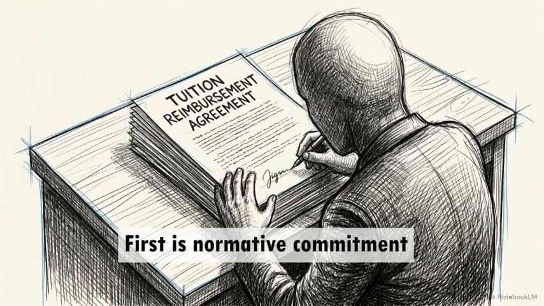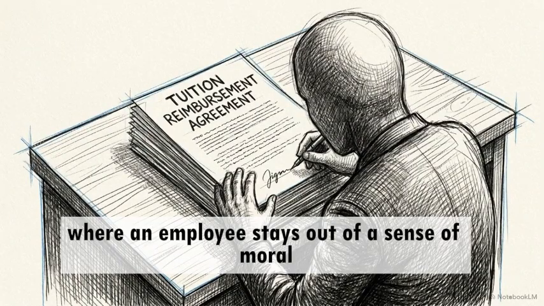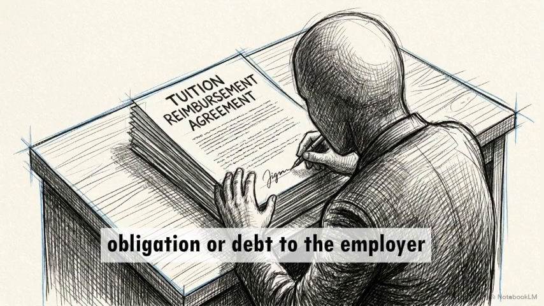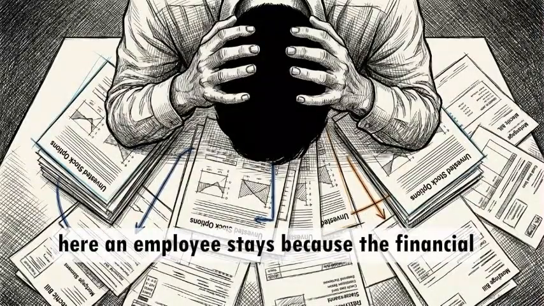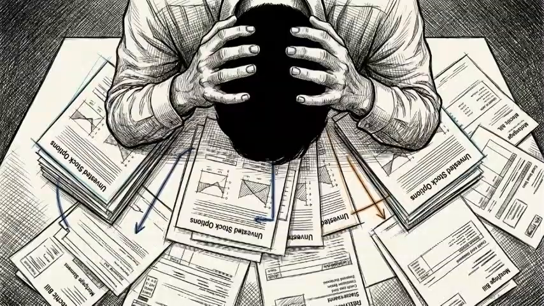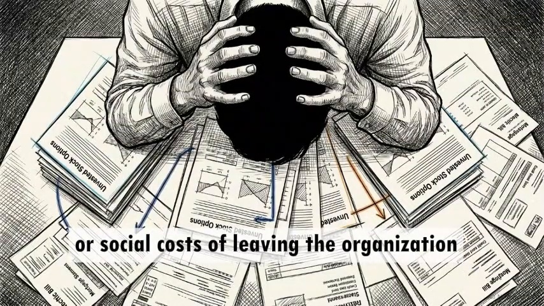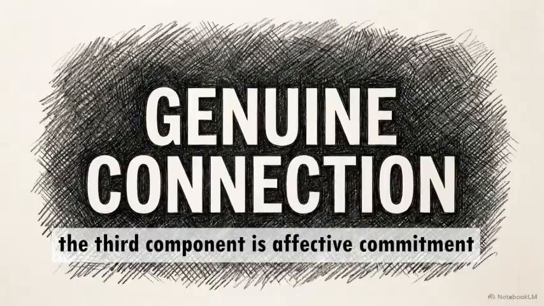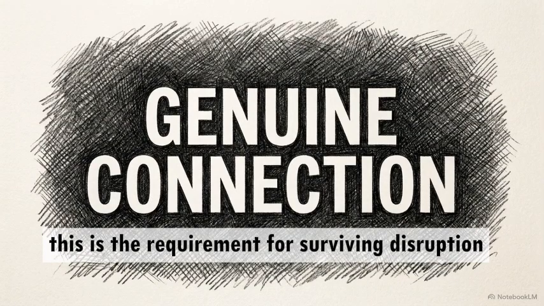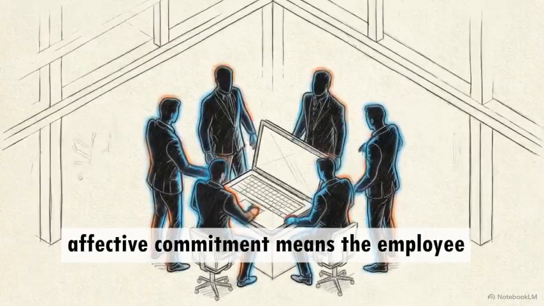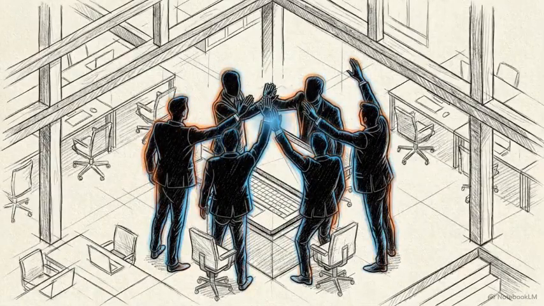First is normative commitment, where an employee stays out of a sense of moral obligation or debt to the employer. Second is continuance commitment. Here, an employee stays because the financial or social costs of leaving the organization are simply too high. The third component is affective commitment. This is the requirement for surviving disruption. Affective commitment means the employee genuinely wants to stay.